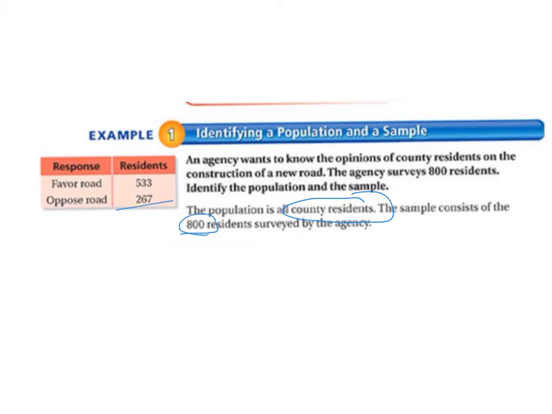So if you add these up, it's 800 residents who were surveyed by the agency. So they didn't survey every single resident in the county. They only surveyed 800. So of that 800 who they surveyed, 533 favored the road, 267 opposed the road.